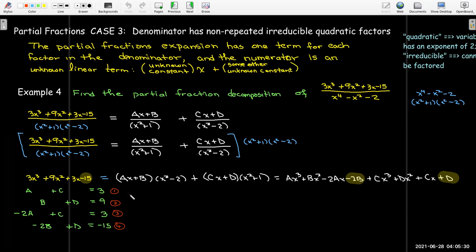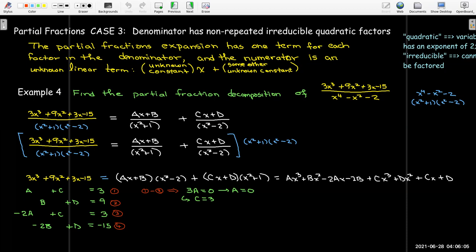In this case, I'm going to label them 1, 2, 3, and 4. The way that I can solve this is I can see that there are two equations that only have a and c, so equation 1 and equation 3. Equation 2 and equation 4 only have b and d. So I can break this up into two smaller systems of equations, each system with two variables.